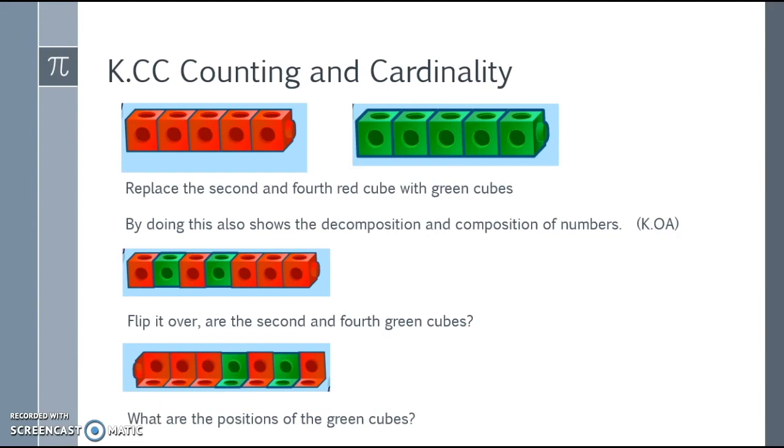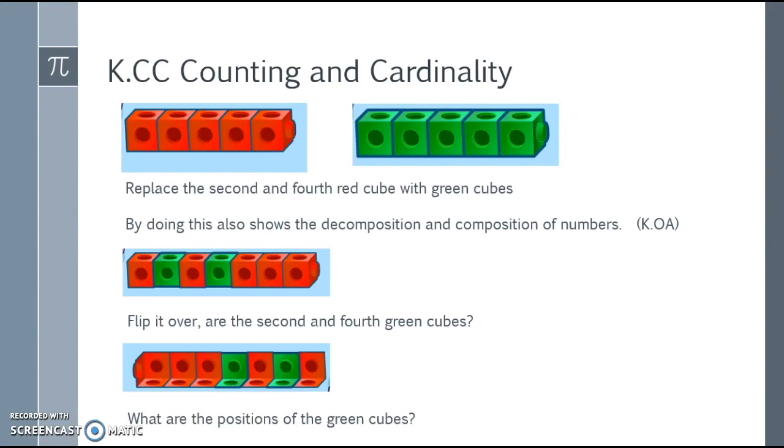Let's say that we put them back together. Let's replace the second and the fourth red cube with green cubes. So giving the students a moment, they're going to have to decompose and recompose the numbers in order to do this. So I look and I replace the second cube with the green. So I have first, second, third, in the fourth position I need a green, and then I can stack the rest of my 5 cubes on top.